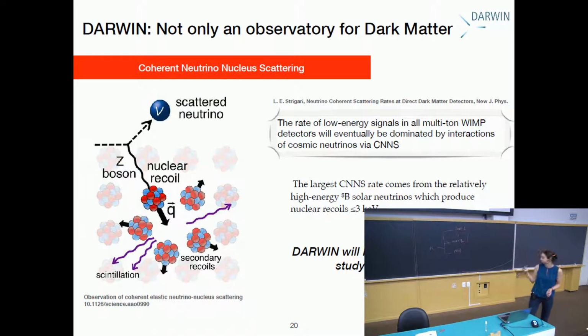So another interesting channel is that Strigari said, and I'm quoting here, the rate of low energy signals in a multi-ton WIMP detector will eventually be dominated by interactions of cosmic neutrinos via coherent neutrino-nucleus scattering. This will come mostly from 8B solar neutrinos, which produce nuclear recoils that are below 3 keV. DARWIN will be able to detect and study this process.